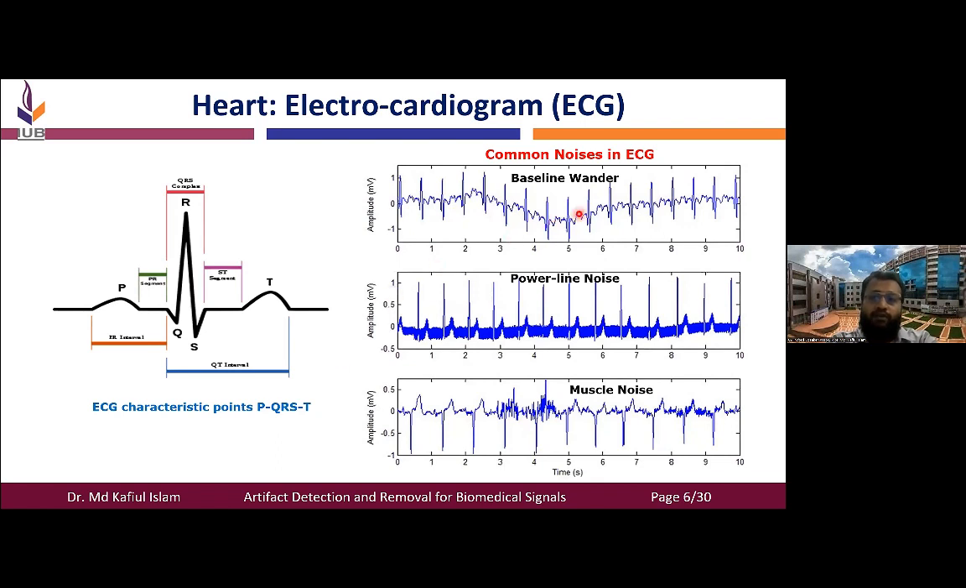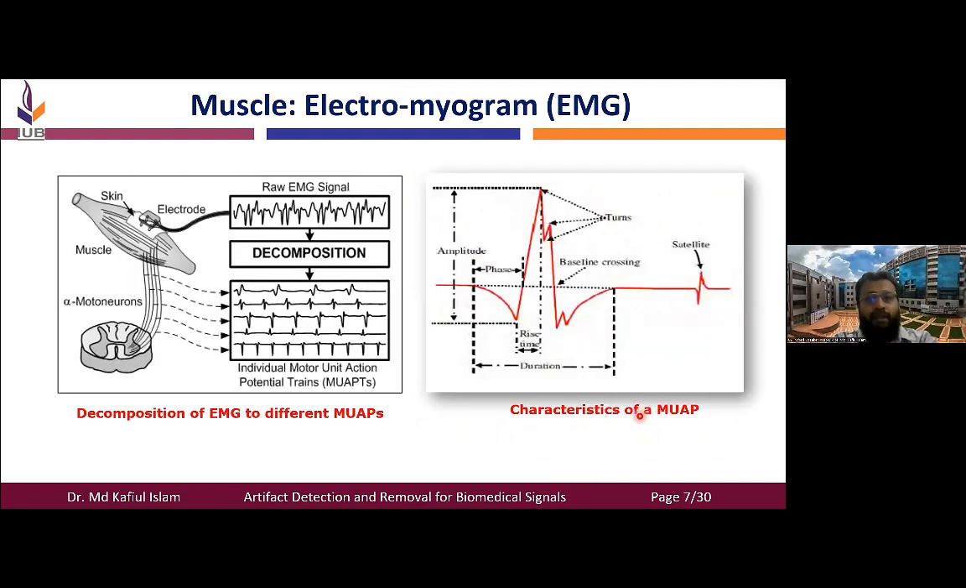So these are some of the common noises recorded in ECG, like the baseline wander or power line interference noise from the 50 hertz or 60 hertz power supply source, and then muscle noise or the myogram, contaminating the electrocardiogram. And then this is an example of your EMG or electromyogram, where you can see that EMG can be recorded from the surface or from the inside in an invasive way. However, these raw EMG signals are actually a combination of different types of motor unit action potentials or so-called muscle signal.